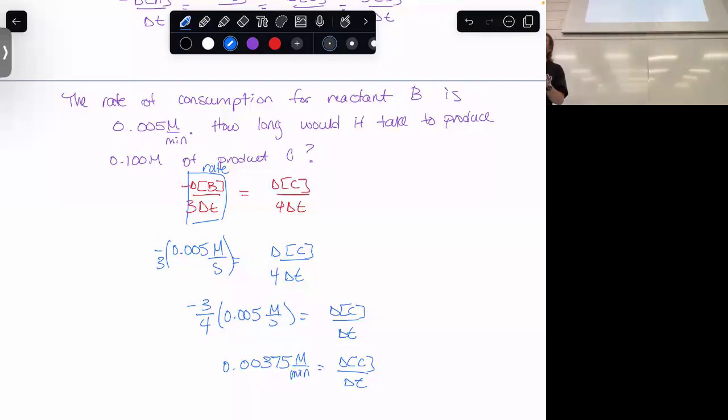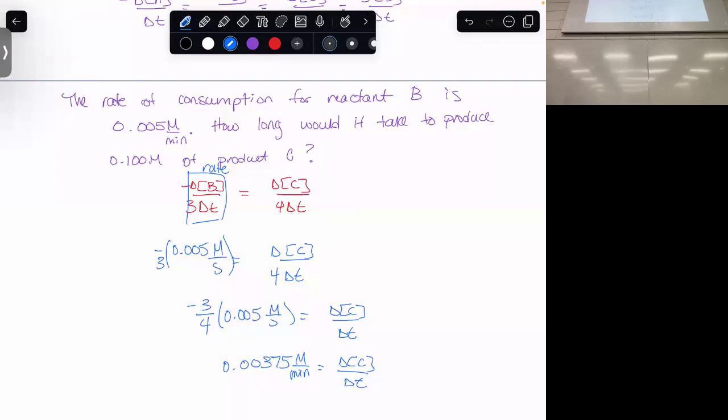We can ask ourselves if this makes sense first. B is 0.005 and that has 3 Bs that we need in order to produce 4 Cs. So in order for our rates to be relative to each other, we need to have a slower rate for C. So this does make sense.